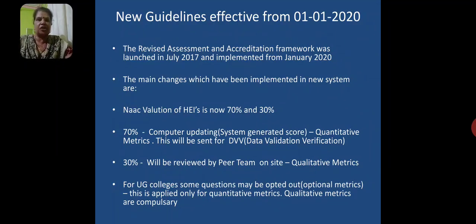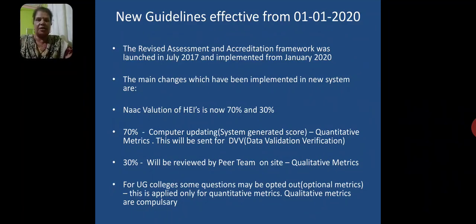The main changes which have been implemented in the new system are: NAAC evaluation of HEIs is now 70% and 30%. Before, it was 100% by the peer team. 70% is by computer updating or system generated score. Those are called quantitative metrics. This will be sent for DVV, data validation and verification. And the rest 30% will be reviewed by the peer team on site. Those are called qualitative metrics.